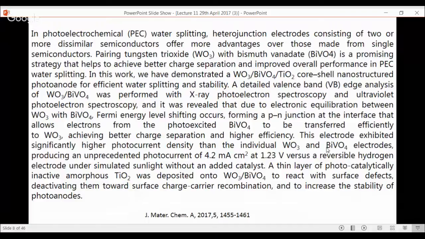The semiconductor is bismuth vanadate, where the photon is absorbed, producing an unprecedented photocurrent of 4.2 milliamperes per square centimeter at 1.23 volts versus a reversible hydrogen electrode under simulated sunlight, without the addition of an added catalyst. A thin layer of photocatalytically inactive amorphous TiO2 was deposited onto WO3 bismuth vanadate to react with the surface defects, deactivating them towards surface charge carrier recombination and to increase the stability of the photoanodes.